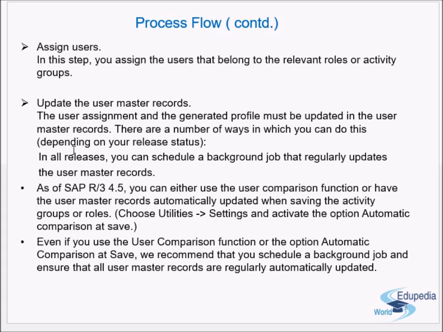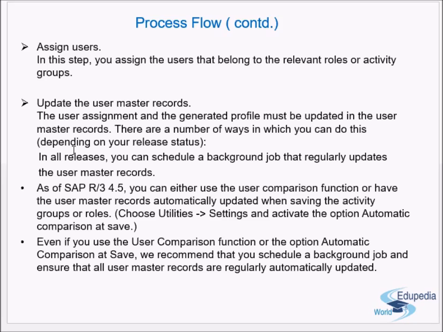So you go to utility settings and you activate the option automatic comparison and saving. Even if you use the user comparison function or the option automatic comparison and save, we recommend that you schedule a job and ensure all user master records are regularly automatically updated. From the 4.0 release onwards, SAP has introduced a tab as user comparison.